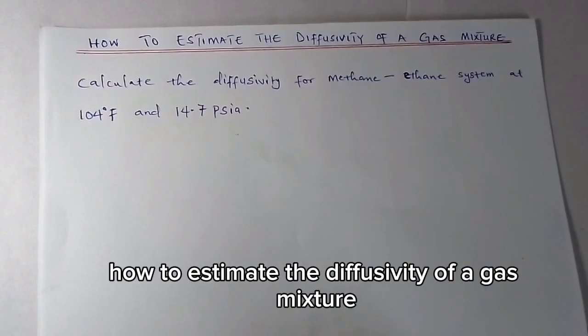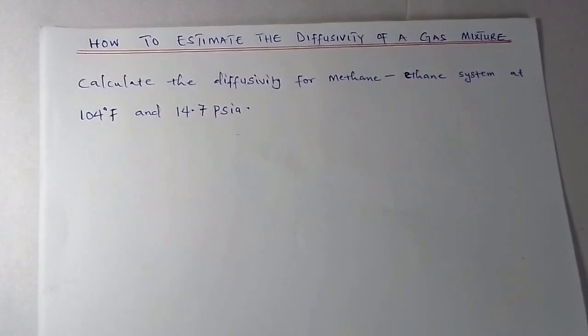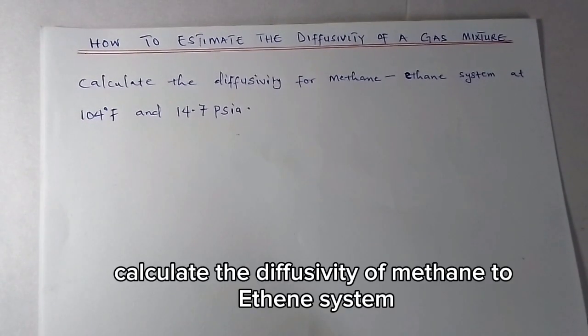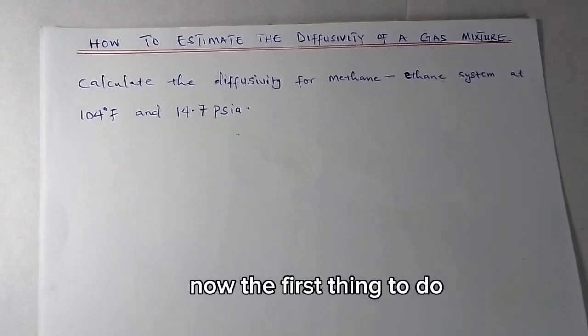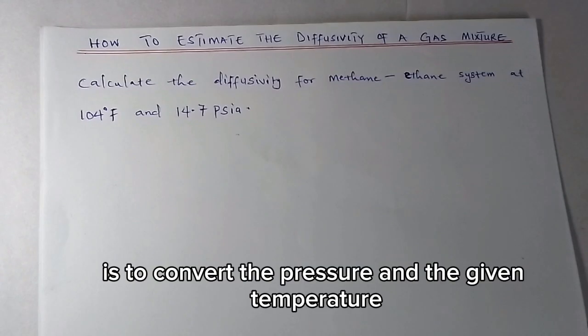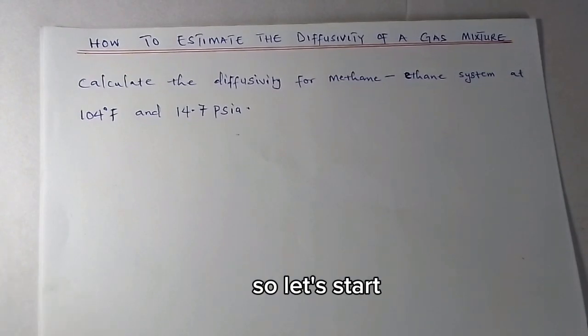How to estimate the diffusivity of a gas mixture? Here is the question. Calculate the diffusivity of methane to ethane system at 104 degrees Fahrenheit and 14.7 psi. Now, the first thing to do is to convert the pressure and the given temperature. So let's start.